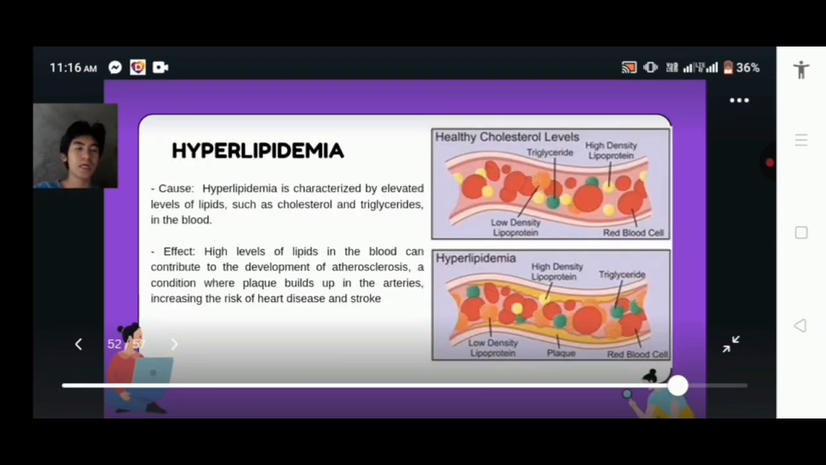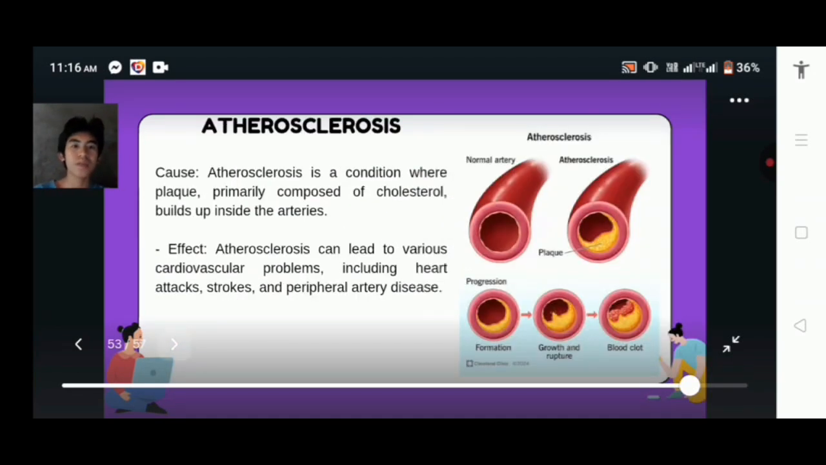Next is hyperlipidemia, a condition characterized by elevated levels of lipids such as cholesterol and triglycerides in the body. High levels of lipids in the blood can contribute to the development of atherosclerosis, a condition where plaque builds up in the arteries, increasing the risk of heart disease and stroke.